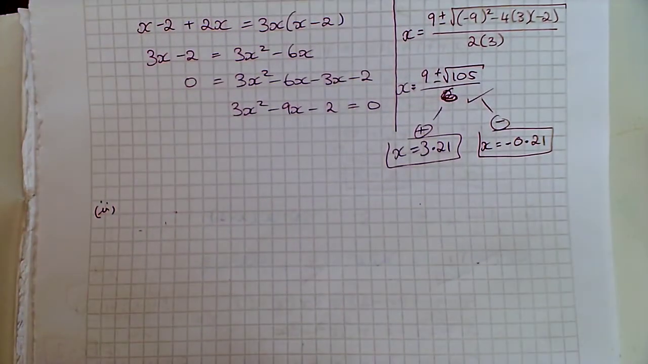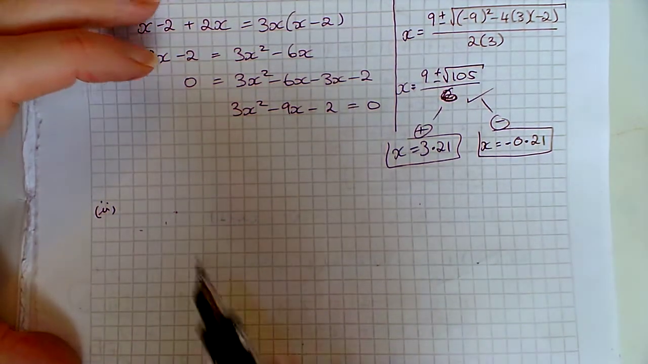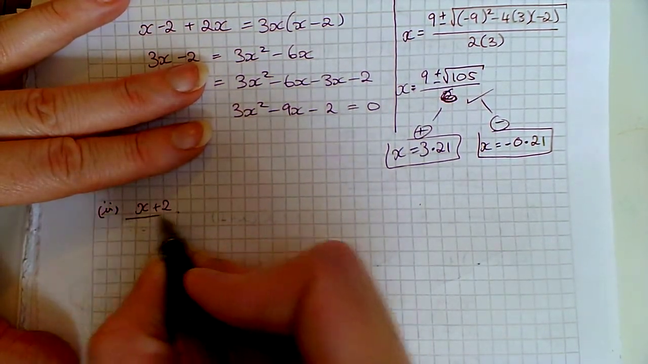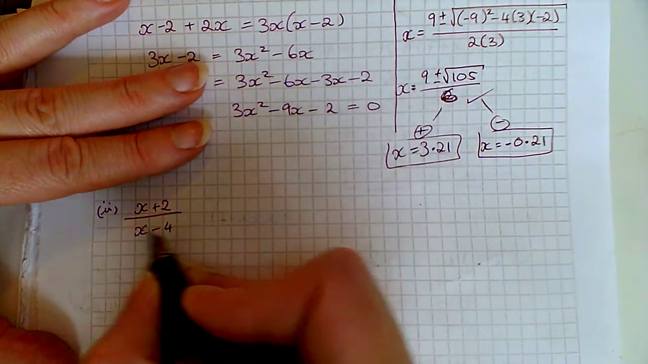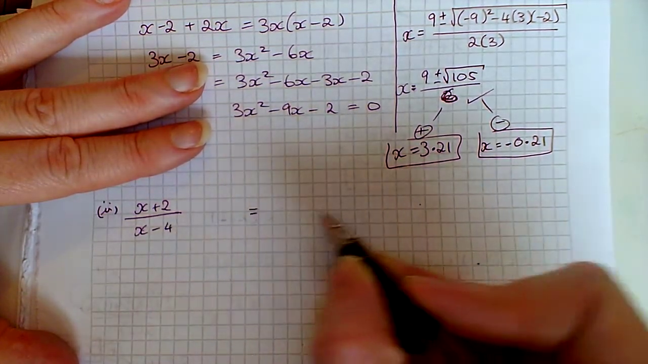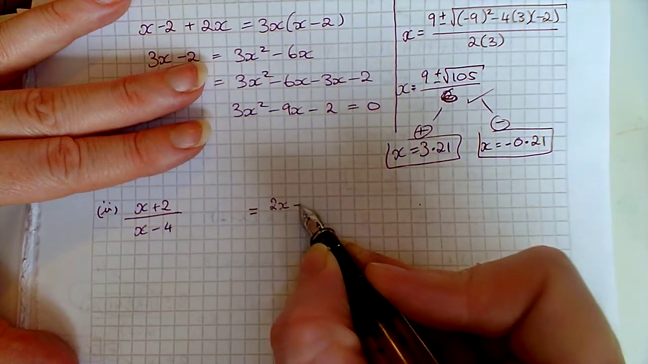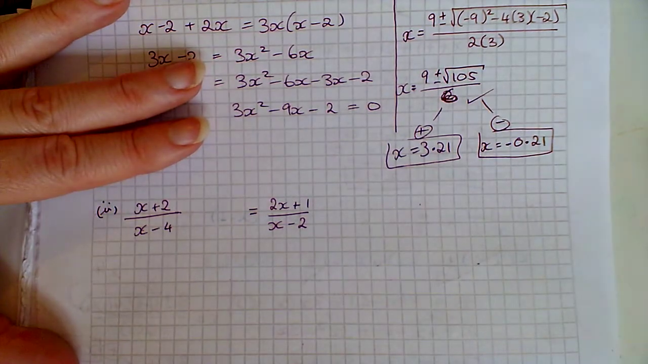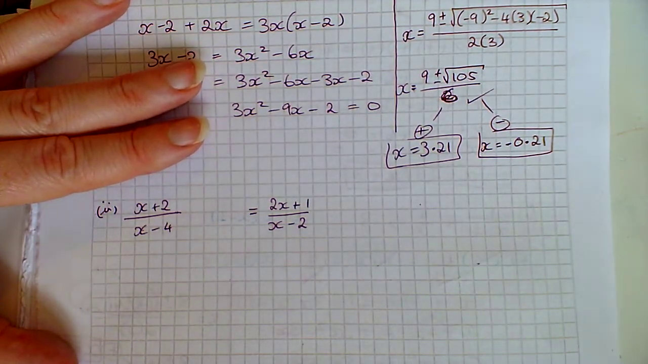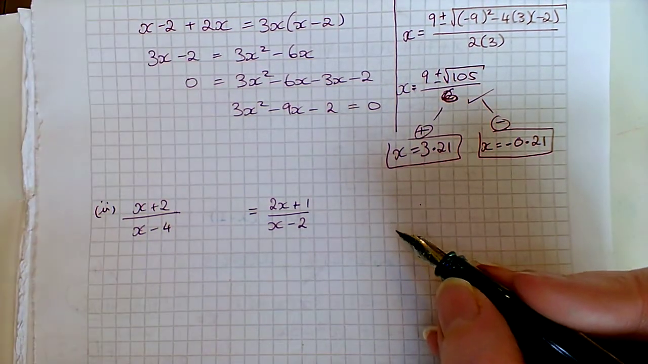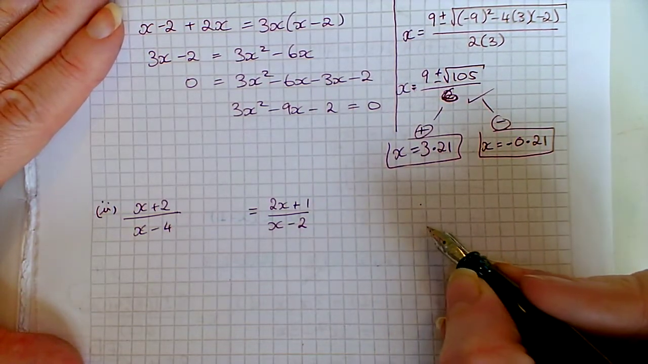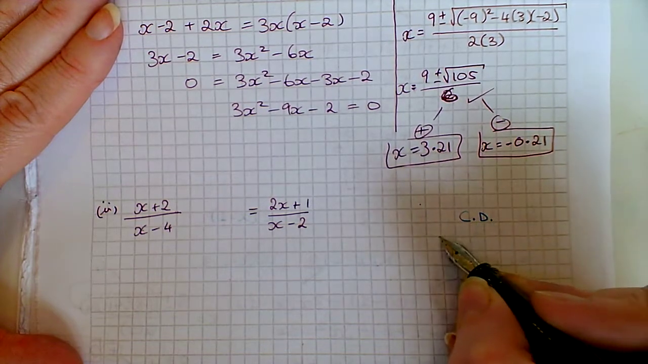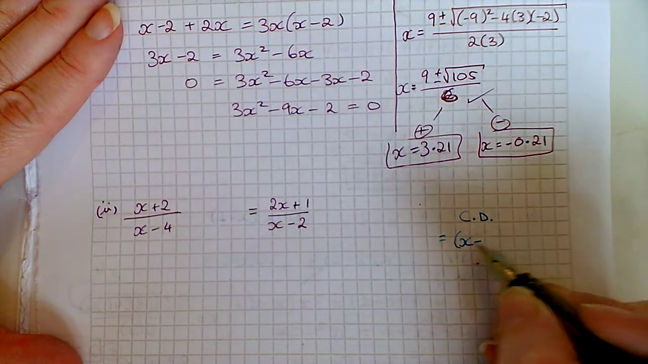Part 2. We need to solve. Now this looks more complicated. x plus 2 over x minus 4, let's leave some space, equals 2x plus 1 over x minus 2. You'll notice that we have two fractions either side of an equal sign. So this is a case where we could cross multiply if we wanted, but I don't want to start doing things differently right now, which means I'm just going to do it the way we've been doing them all along.